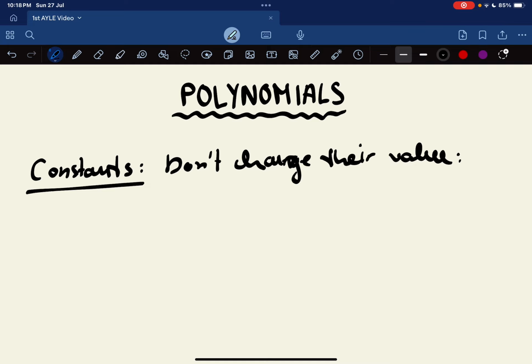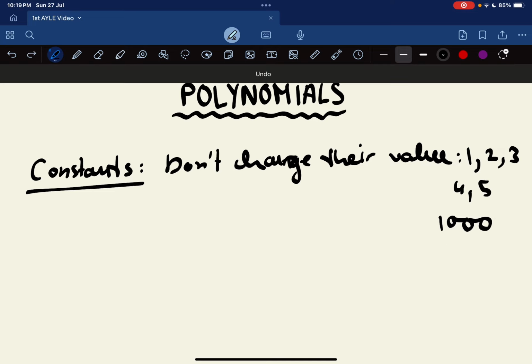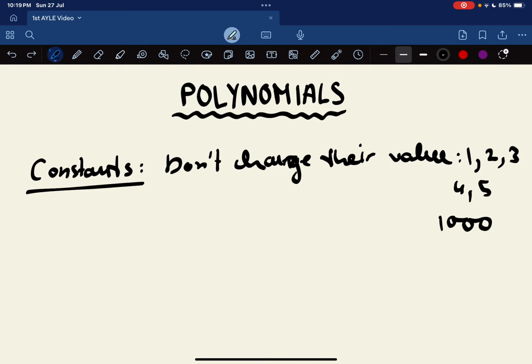Can you think of any constants? Yes, numbers. 1, 2, 3, 4, 5, so on, maybe 1000. All of them are constants, because no matter what, 1000 is going to be 1000. 5 is going to be 5. It's not going to mean anything other than 5. So that is constant.